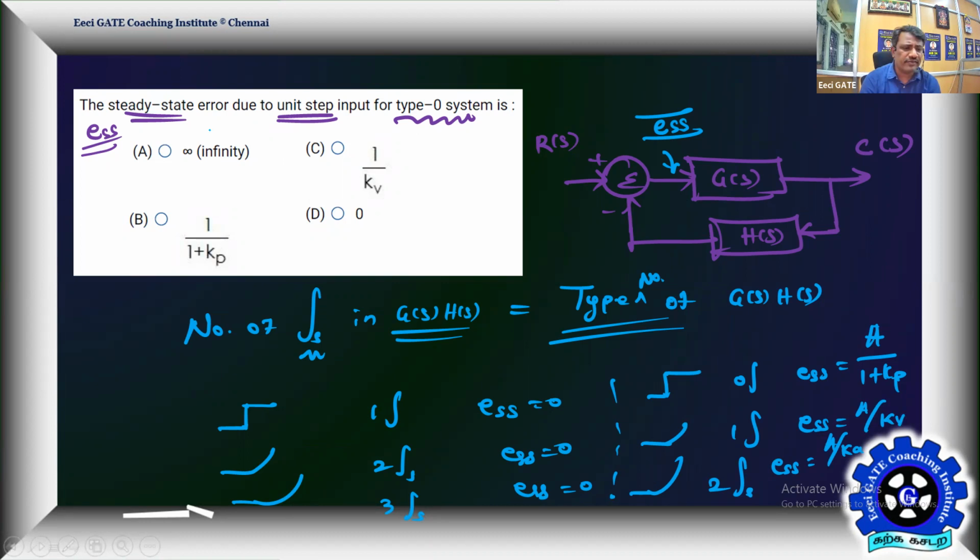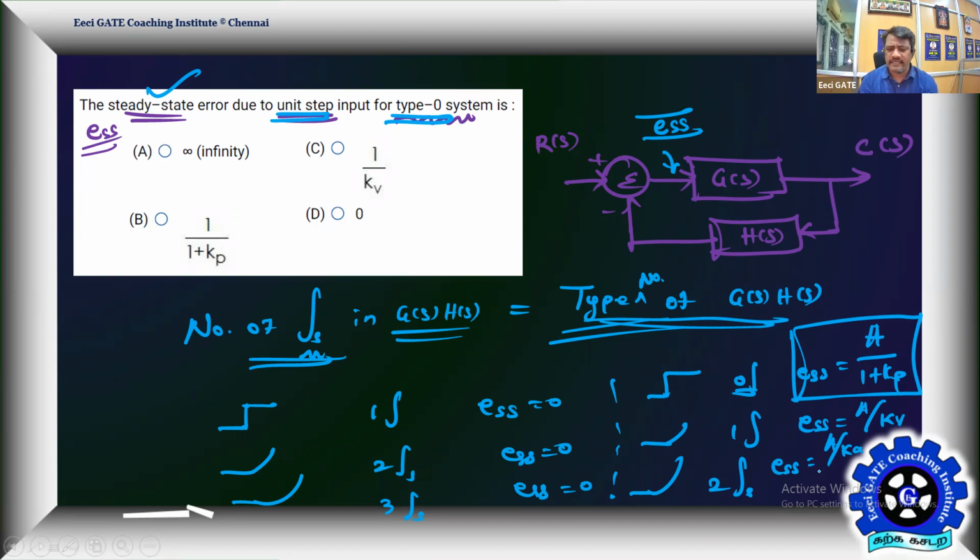So what we have is the steady state error due to unit step input, but it's a type 0 system. Already I said the type number of G of S, H of S is nothing but the number of integrators. So when type is 0, we have zero integrators, and that's your error. It will be A by 1 plus Kp, where Kp is the positional error constant, like the acceleration and velocity error constants. The step input is known as the position command, so we call it the positional error constant, Kp. And that's a standard, universal expression, A by 1 plus Kp.